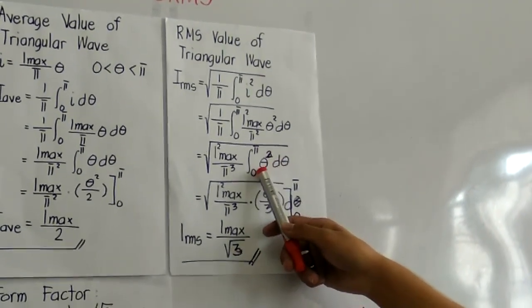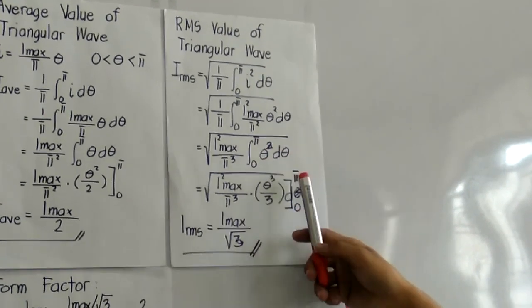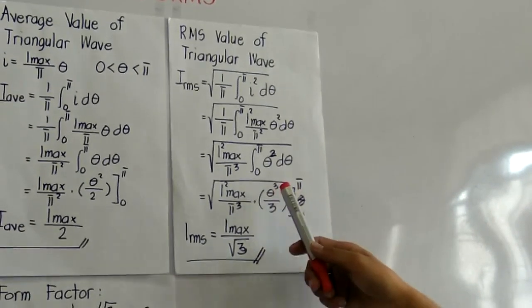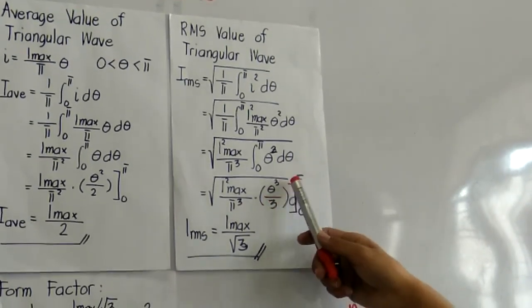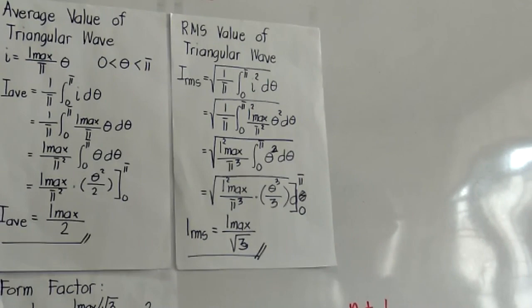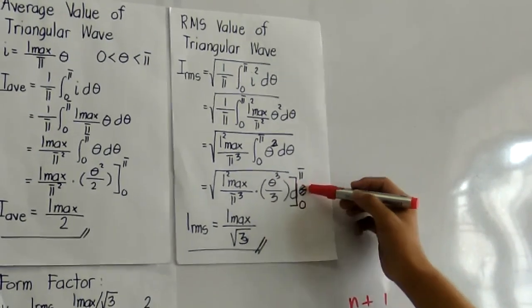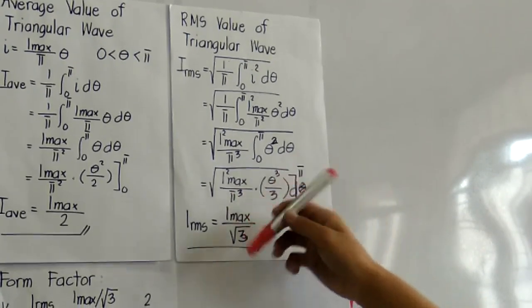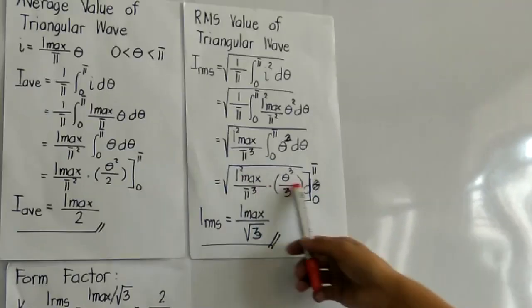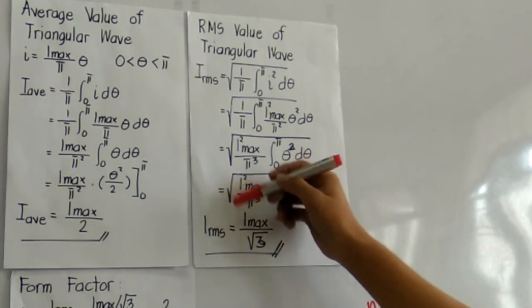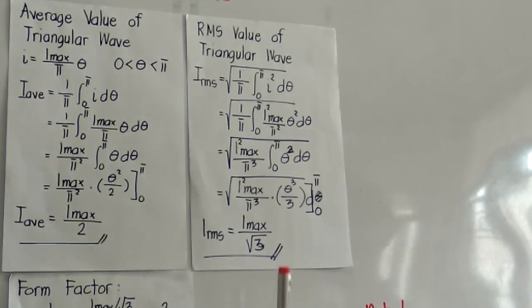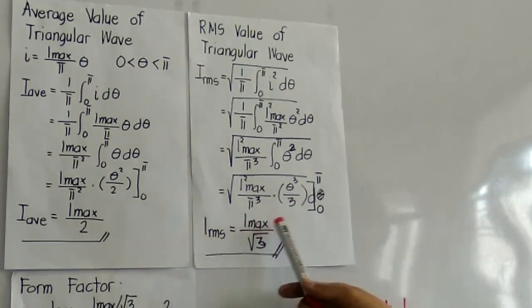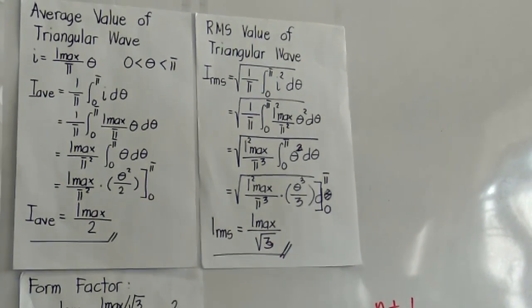So, from here, it is now integrable. Its equivalent is equal to theta cubed over 3 from the limits 0 to pi. So, manipulating, it makes pi cubed over 3, cancel pi cubed, the remaining is I squared max over 3. And extracting square roots on both sides, it is equal to I maximum over square root of 3.